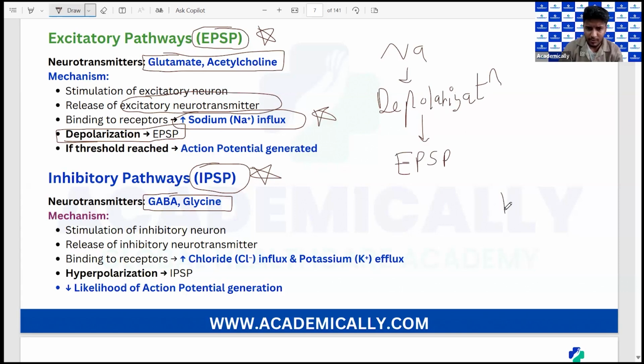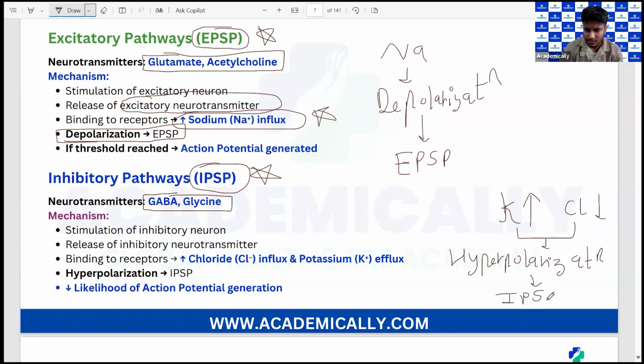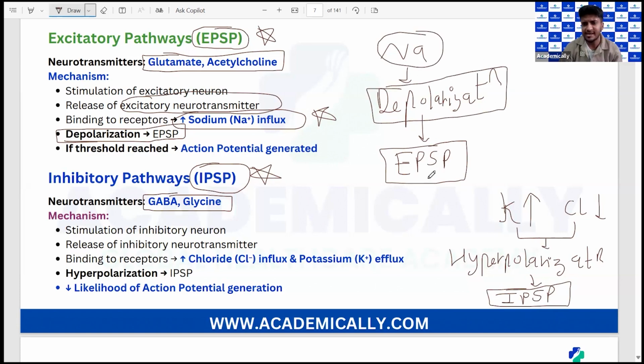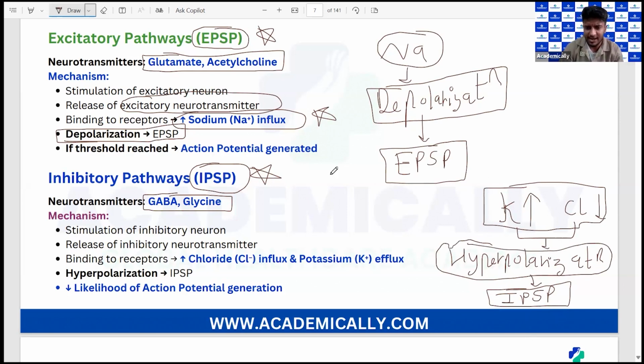Similarly, on the other hand, potassium efflux and chloride influx lead to hyperpolarization. And this hyperpolarization further leads to IPSP, inhibitory post-synaptic potential. So it is very, very important that you know how EPSP is generated and how IPSP is generated. So remember the ions and remember the process. Sodium ion, depolarization, excitation. Potassium and chloride ions, hyperpolarization and inhibitory post-synaptic potential. If we remember just this much, life will go easier for us, right?